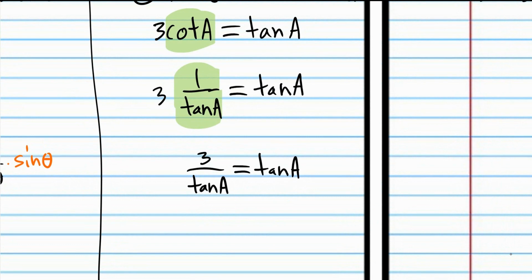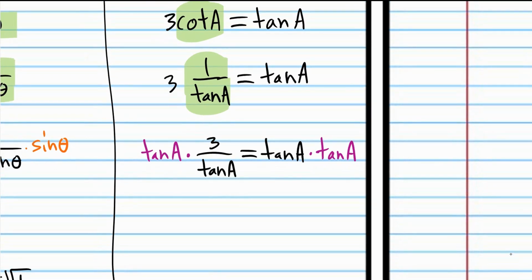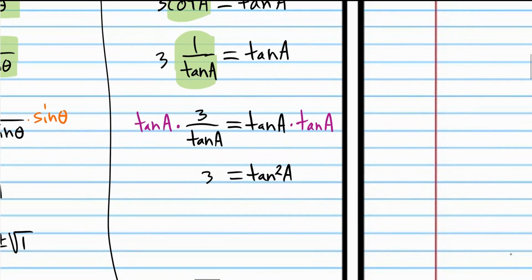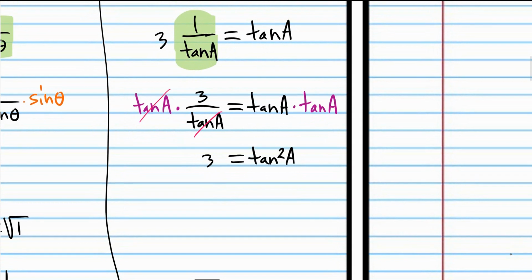And now I'm going to multiply both sides of the equation by tangent A, because we've introduced a fraction into this equation, and we don't generally like fractions. So the tangent A's are going to cancel out, and we get 3 is equal to tangent squared A. So believe it or not, this equation is a lot easier to deal with. And again, these tangent A's cancel out. If you multiply, you'll get 3 tangent A over tangent A. The tangent A's have to cancel out.